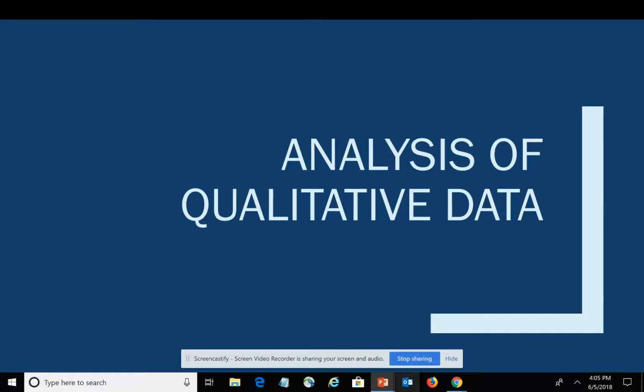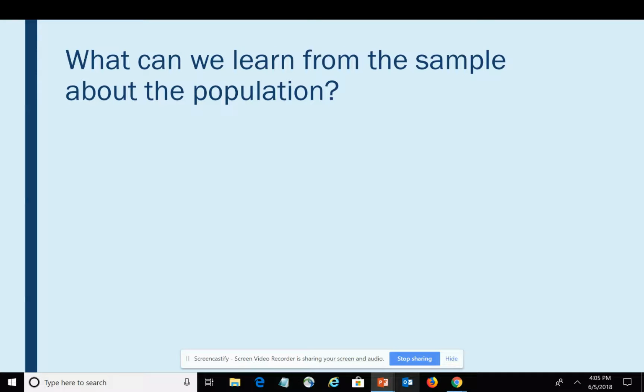Let's think about how we can analyze qualitative data. Once you have the data organized into a categorical frequency distribution, we can use that to create either a bar graph or a pie chart, depending upon the information we need to communicate. But ultimately, our goal is to answer the research question. So what kind of analysis can we do? What can we learn from the sample about the population?